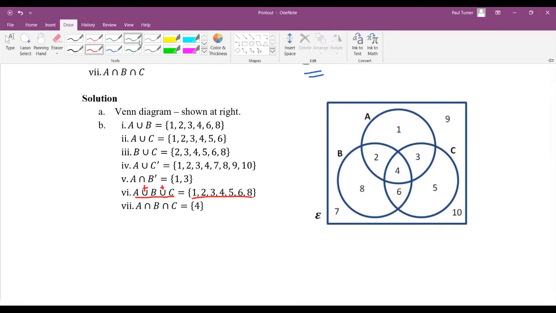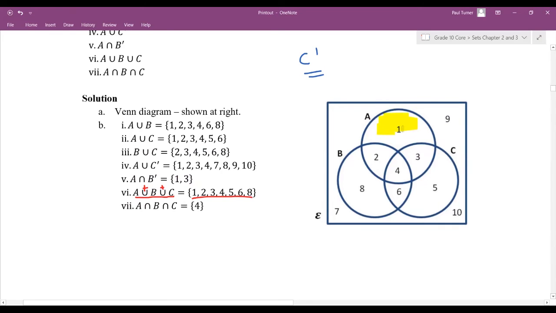So union is basically everything. So A is here, union with B, union with C. So that's your answer here. 1, 2, 3, 4, 5, 6, 8. So all of the sets join together. That's it. And the last one's quite easy. That's your intersection of the 3 sets.